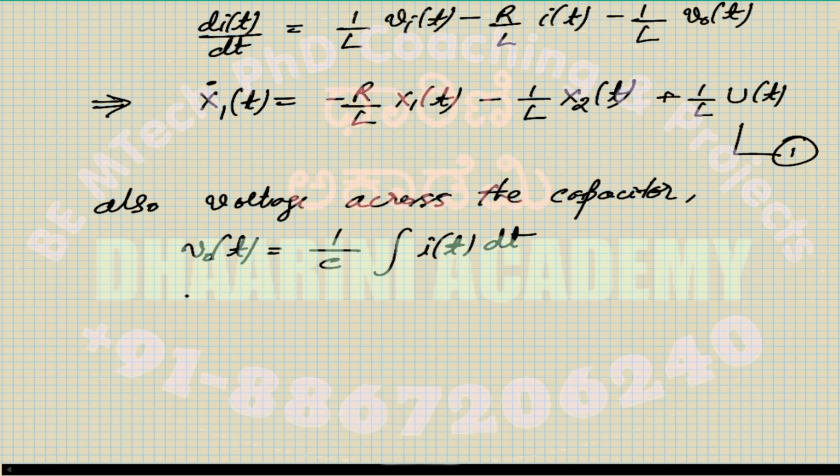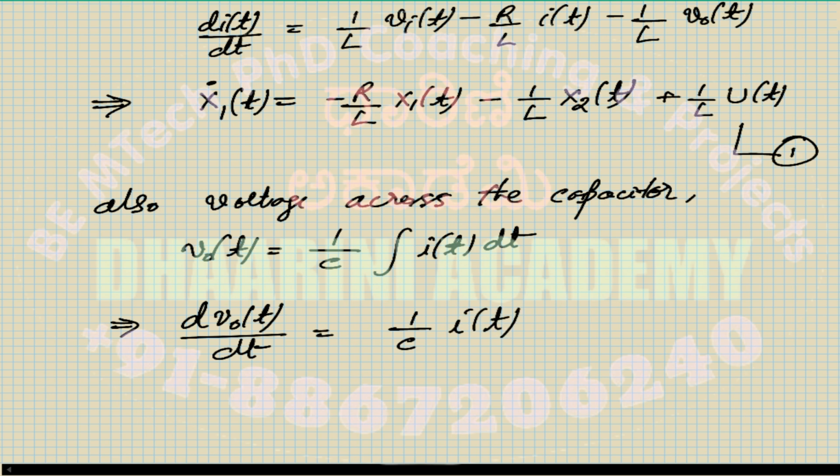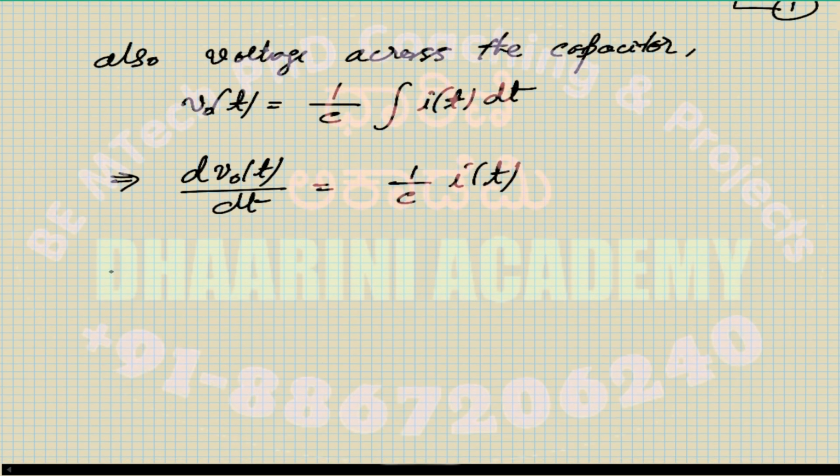Right. So let us differentiate. This implies d V naught of t by dt is equal to 1 by C. Now, since the differentiation and integration both happen with respect to the time itself, right? So they cancel because I'm doing d by dt of integral I of t dt. So I'm left with simply I of t.